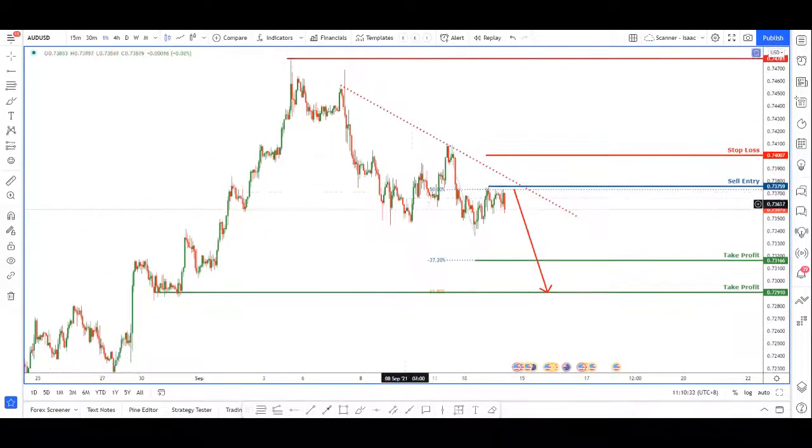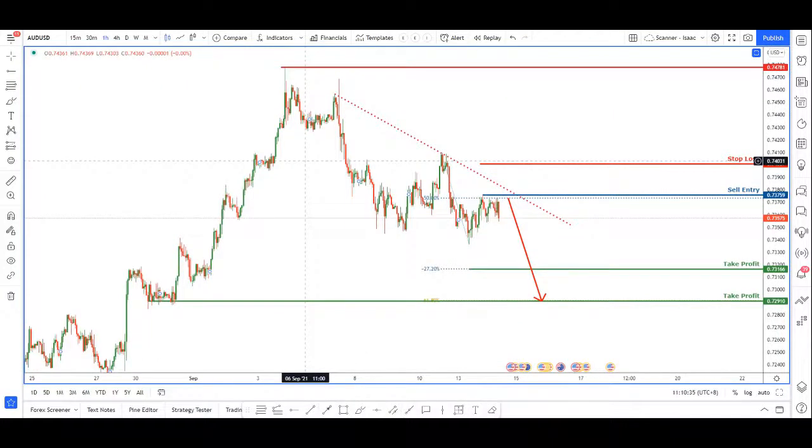Okay, so this is the idea that we have. This is the intraday trade of the day that we have for Aussie dollar.